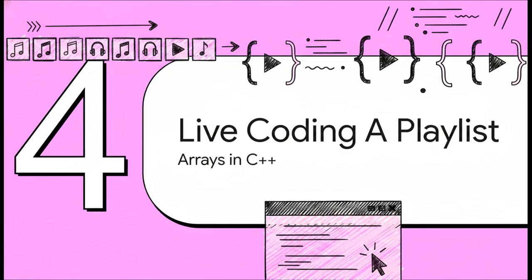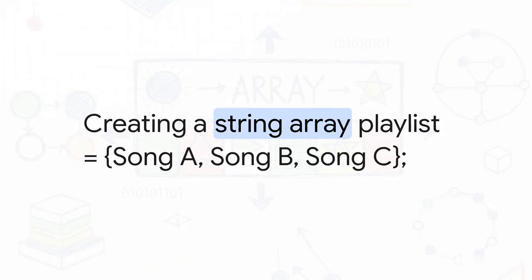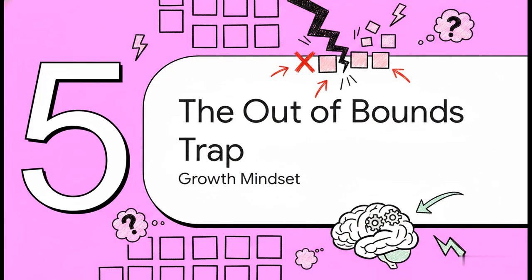In part 4, live coding a playlist using arrays in C++. Let's turn this theory into actual working syntax. We are creating a string array called playlist that has space for exactly 3 songs. std::string playlist equals song A, song B, song C. Now, I want you to focus really closely right here. I'm hitting Control-A with Turing shot to zoom smoothly right in on these square brackets. See them? Those square brackets represent the literal shelves in our computer's memory. We've essentially just built a shelf, and we've placed song A at index 0, song B at index 1, and song C at index 2. Boom, perfectly contained.